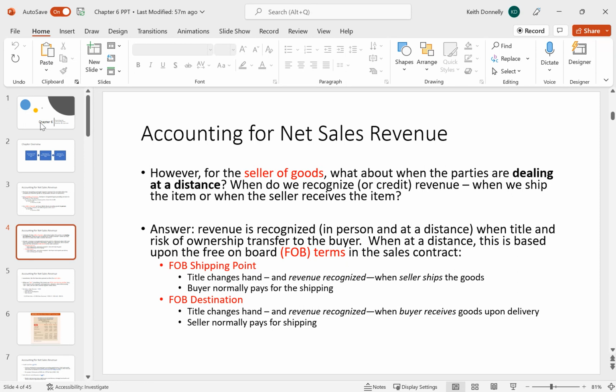If the thing gets destroyed by a bolt of lightning on the way to you after I ship it, risk of loss is passed to you. In distinction, FOB destination, if I ship it, right, I'm the seller, I ship it, if it gets hit by a bolt of lightning or lost or something like that, I bear the risk of loss until it reaches you.